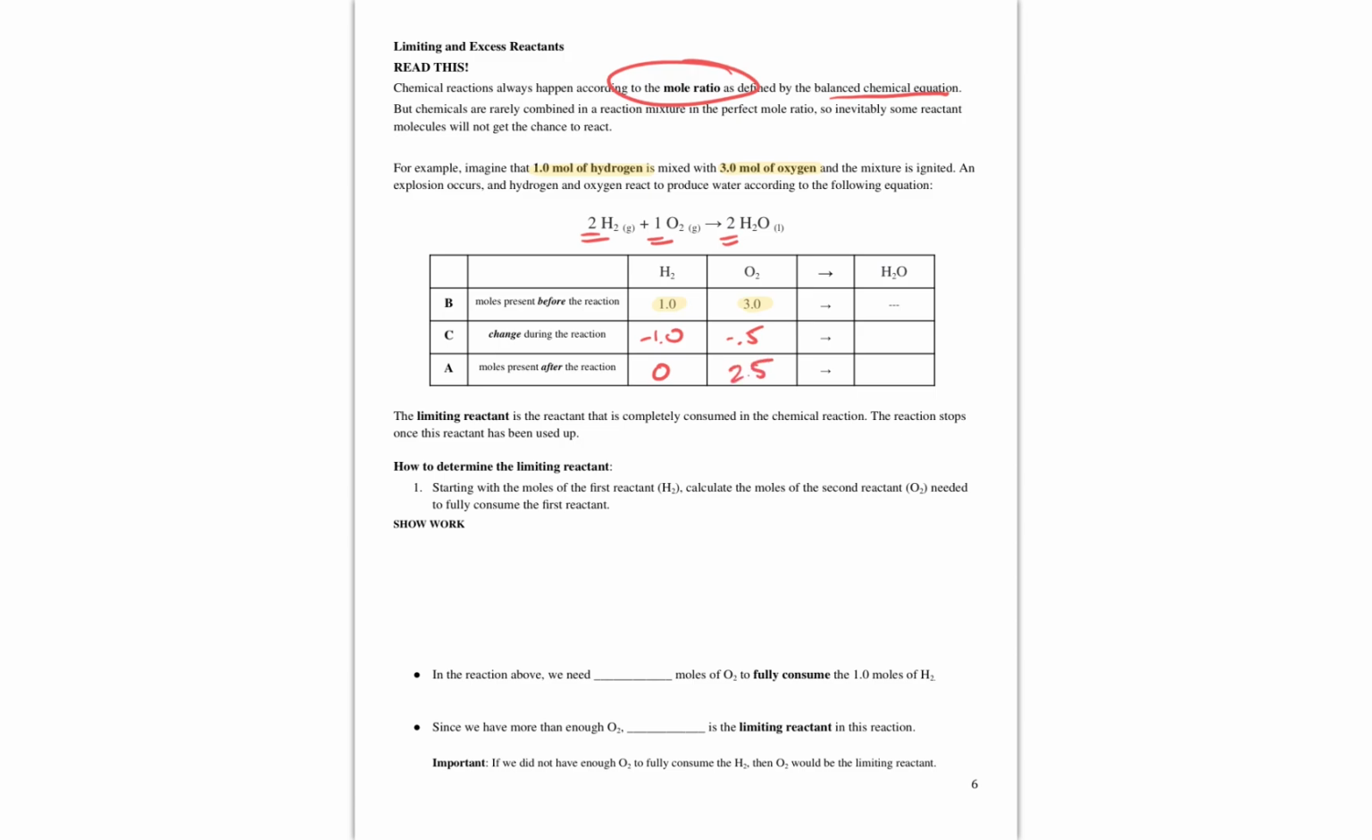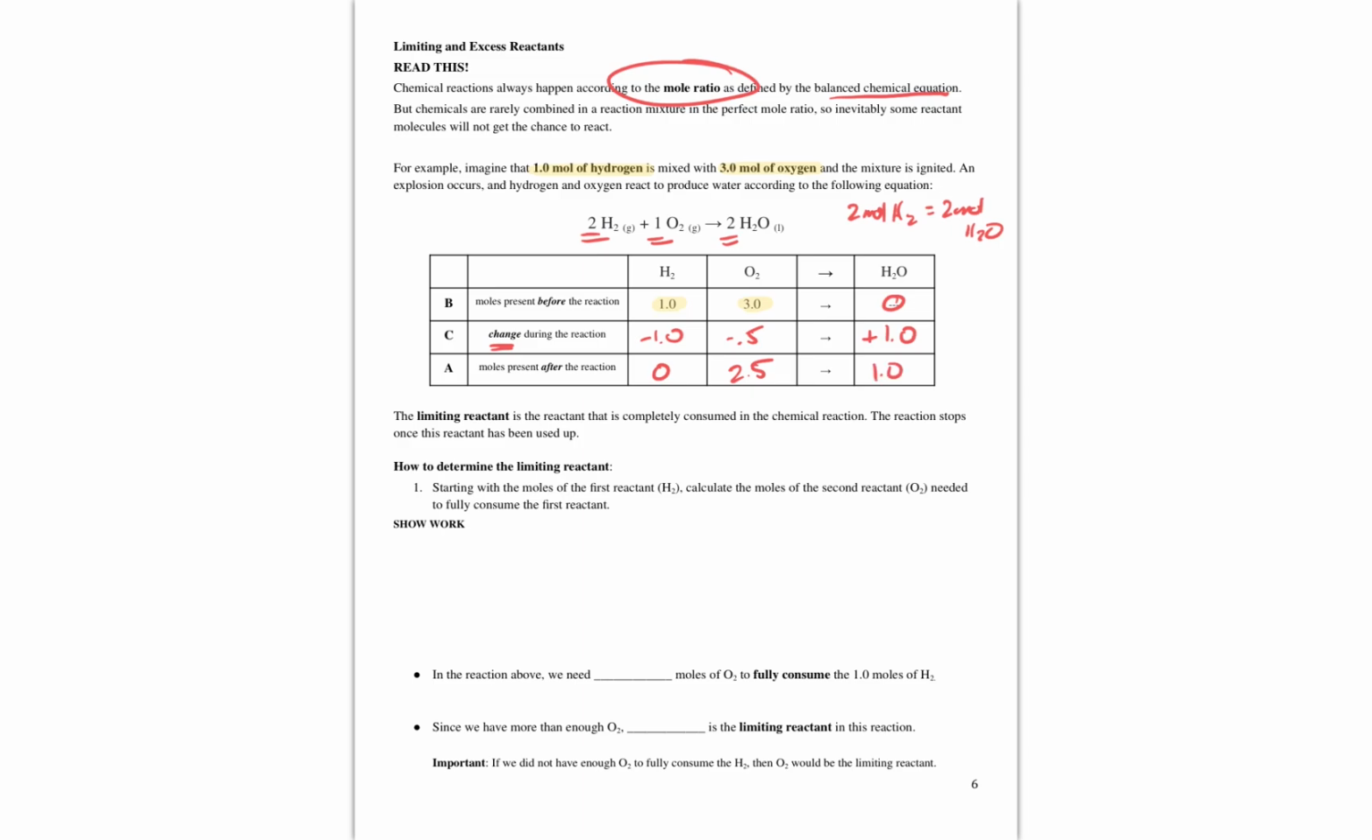The reaction does form water in the process, and a 2 to 2 mole ratio of hydrogen to water is the same as a 1 to 1 mole ratio. So for every mole of hydrogen consumed in the reaction, we'll produce 1 mole of water in the reaction. So the change during the reaction is we're going to gain 1 mole of water, and since we had no water to start, that means that after the reaction we're going to have 1 mole.